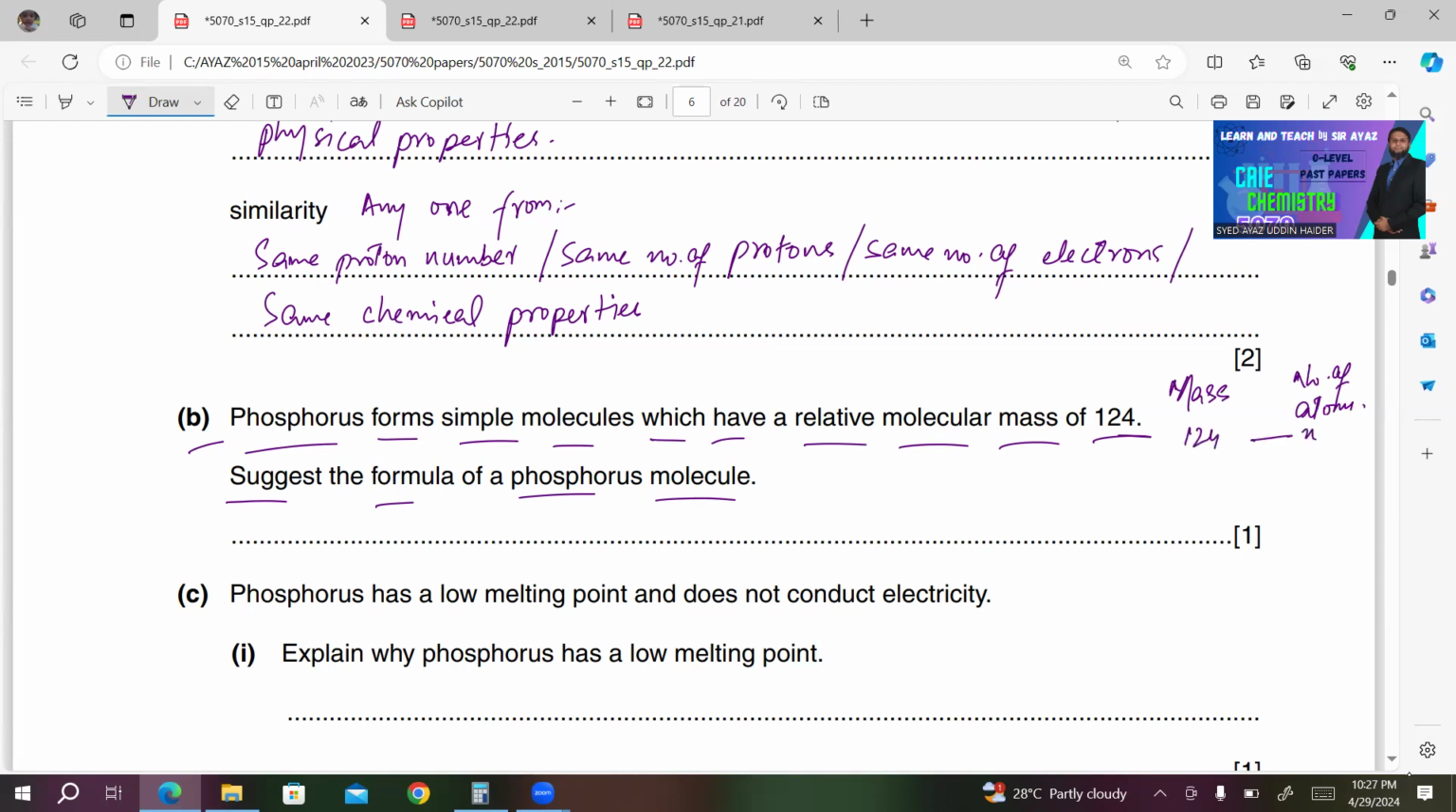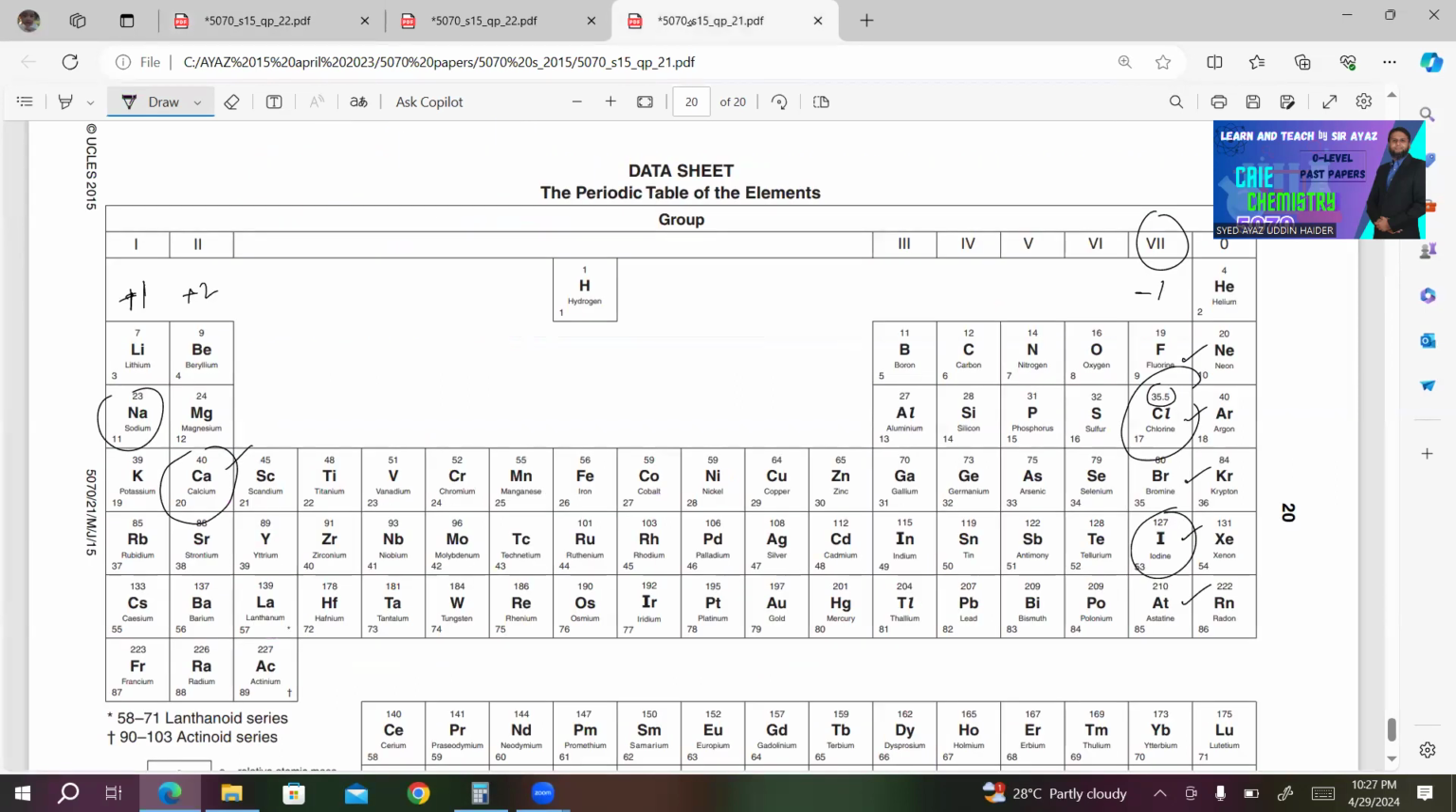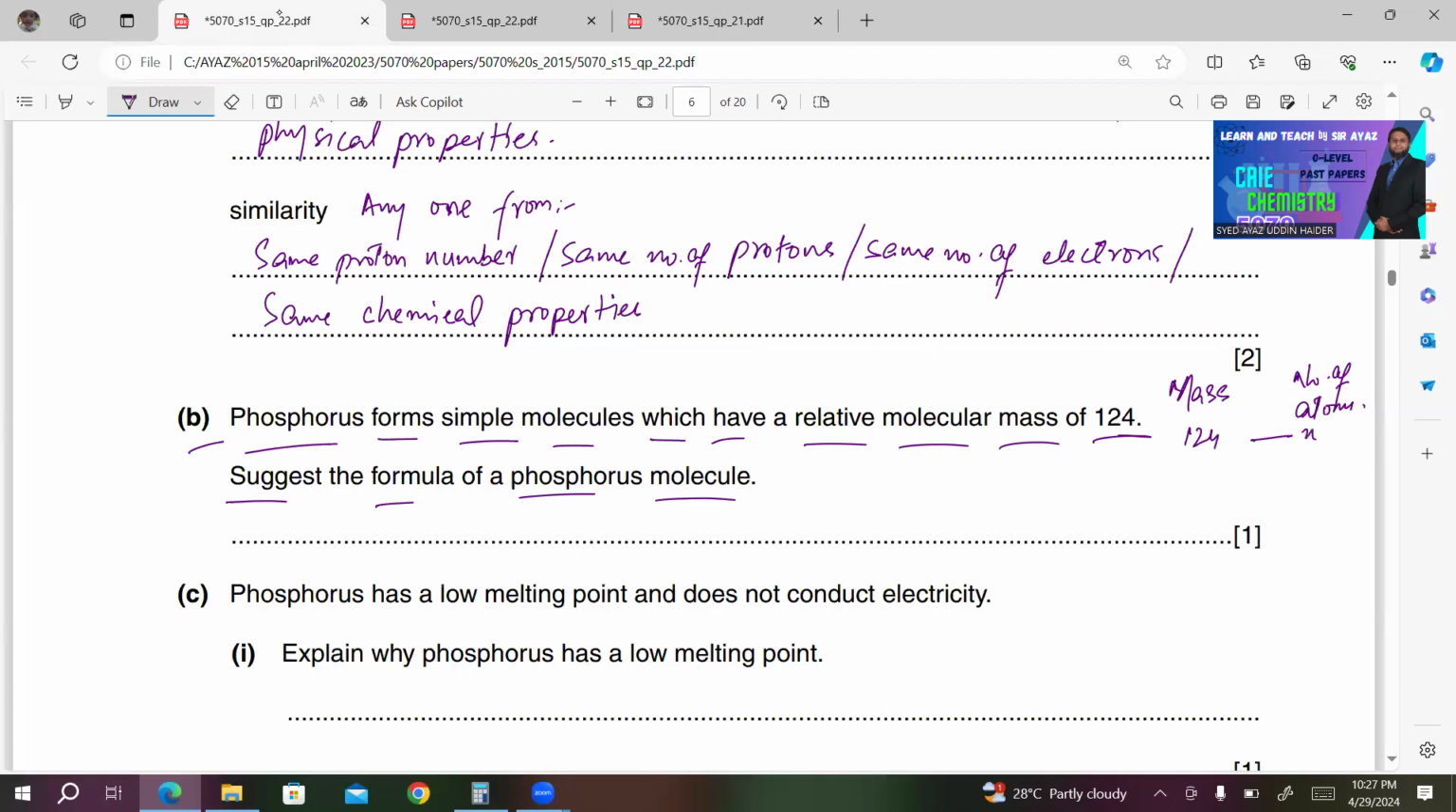We don't know. What about the Ar of phosphorus? Here it's 31. So you write the mass of 31 is of one atom. So if the mass of one atom is 31, then X atoms have a mass of 124. So it becomes 31X is equal to 124, or X is equal to 124 by 31.